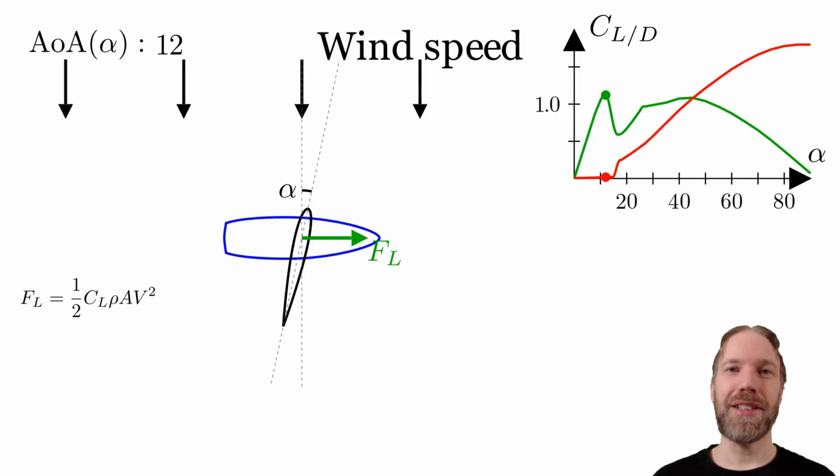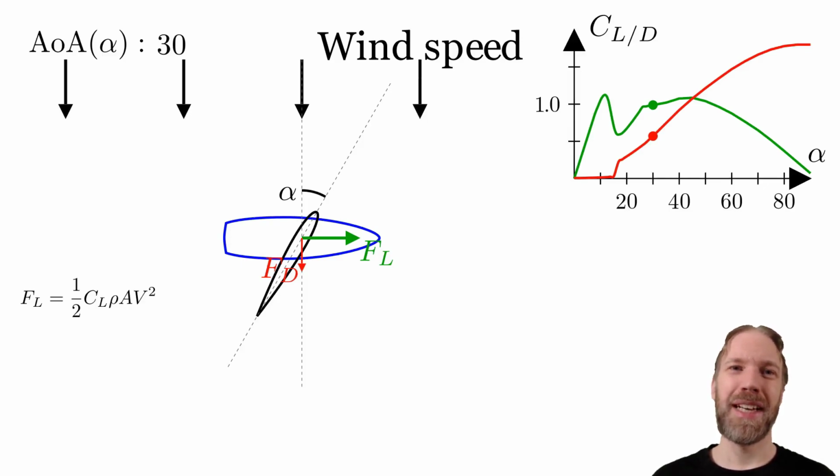Now, to illustrate the drag force, increase the angle of attack to 30 degrees. Here, we have stalled the blade and get a drag force illustrated in red. As long as the boat is standing still, the blade will still be pushed forward and the drag will just tilt the boat. We will later see that for moving boats, the drag will have a significant negative impact.